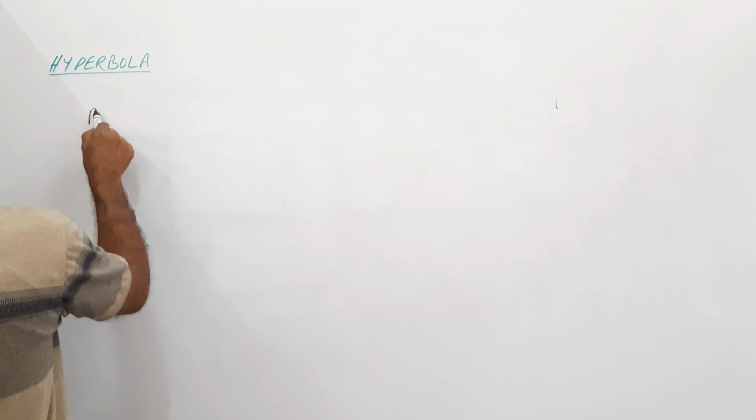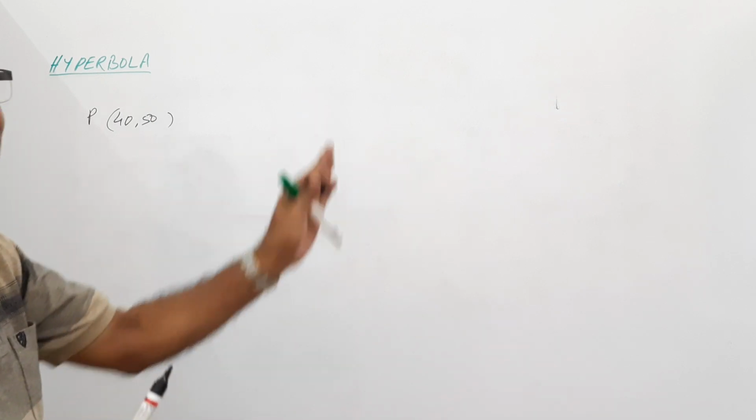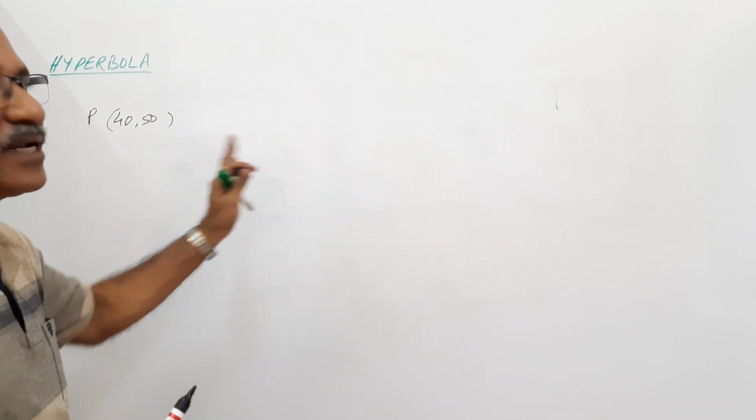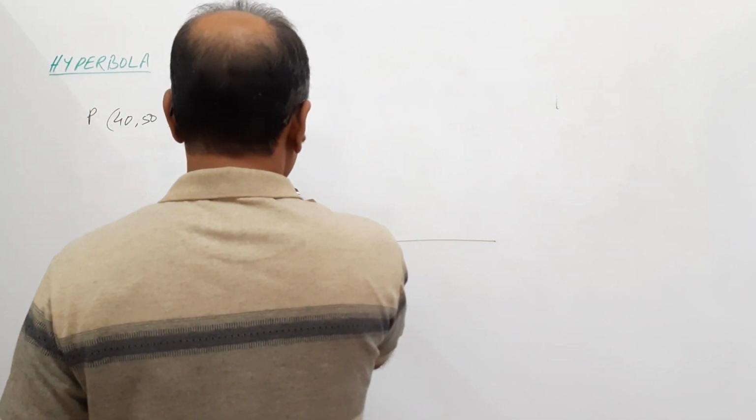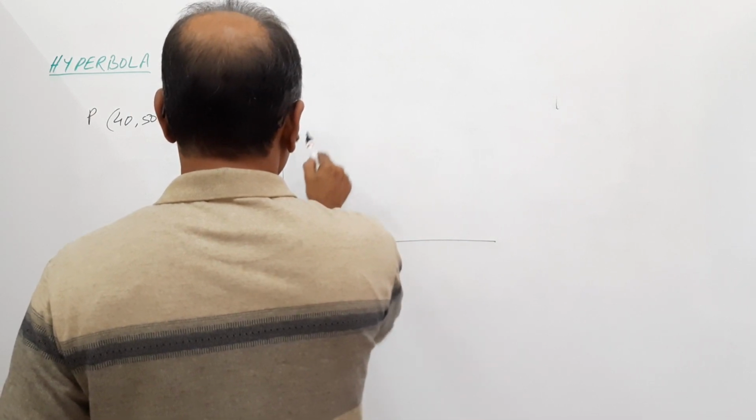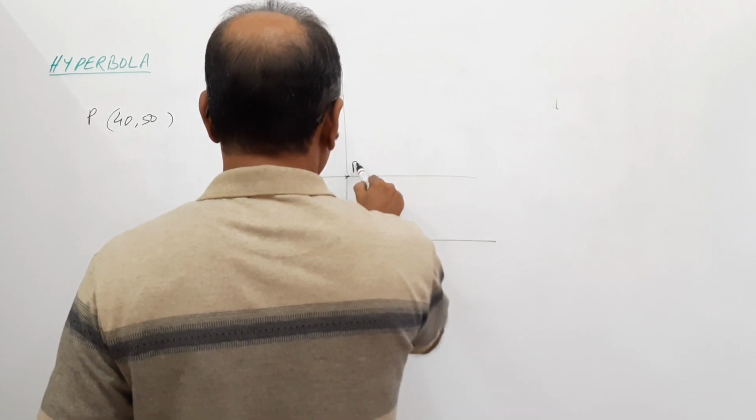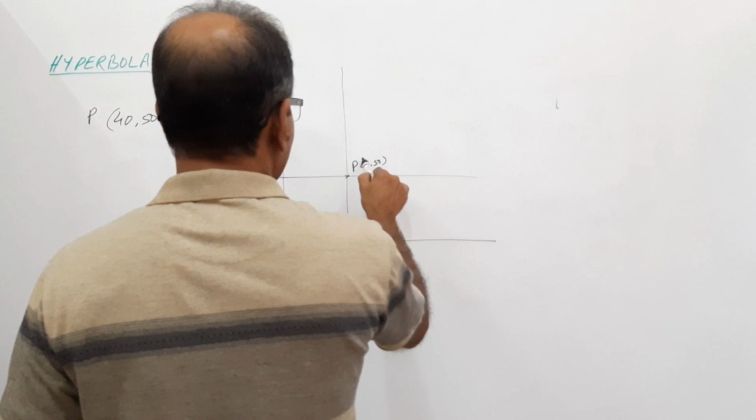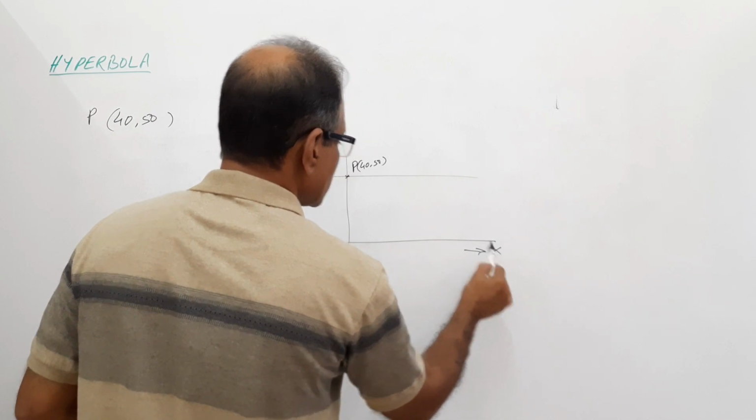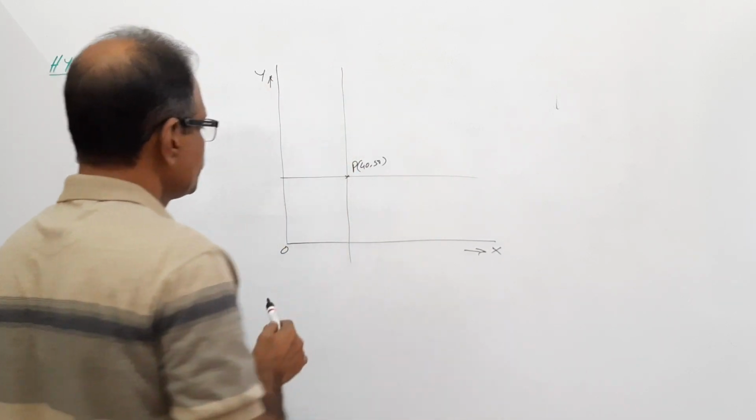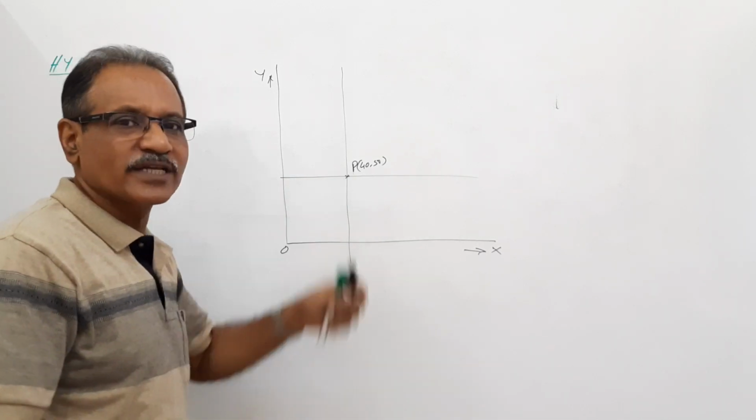given a point P (40, 50). 40 along the x-axis and 50 along the y-axis. So 40 along horizontal, 50 along vertical. These are the two axes, and P is (40, 50). Agreed? Now, our idea is to draw the curve when a point on the curve is given.